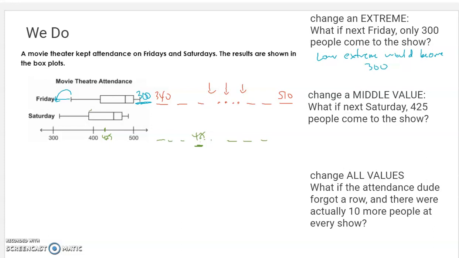There's already a bunch of values here making up that box, part of the box. And if you just put another one in there, there's just another 425 there. Not much change. It might change everything just a little, but it really wouldn't change a whole lot because it's just a spot in the middle of the thing.